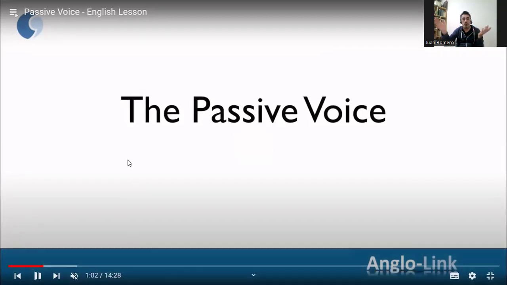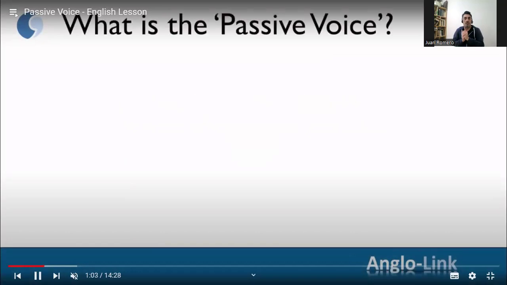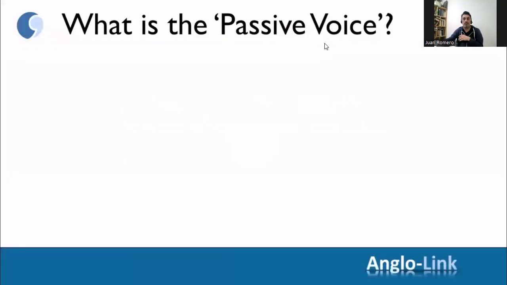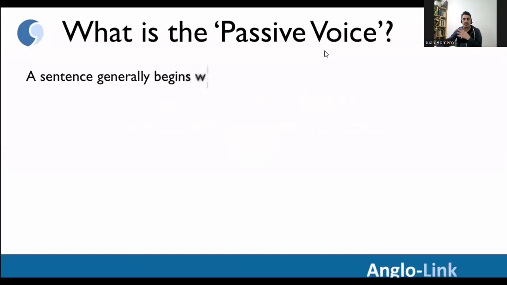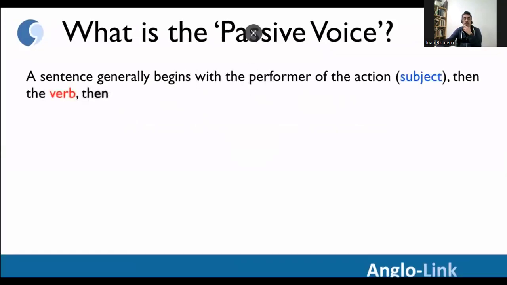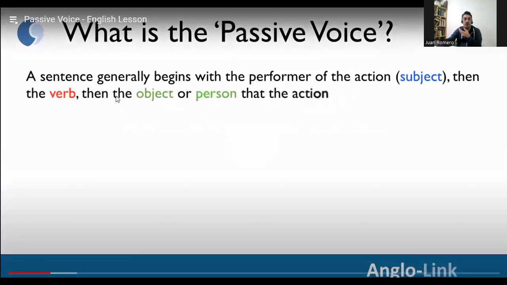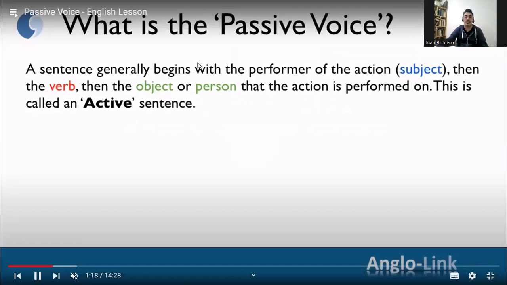So let's move on. What is this passive voice? What does it mean? Well, for starters, I think it is like this. That's the definition of the book. A sentence generally begins with the performer of the action, the subject, and then the verb, and then the object or person that the action is performed on. This is called the active sentence. There is an agent because it might be a person, someone, or an agent that performs some action over an object or person or something that the action is performed on.